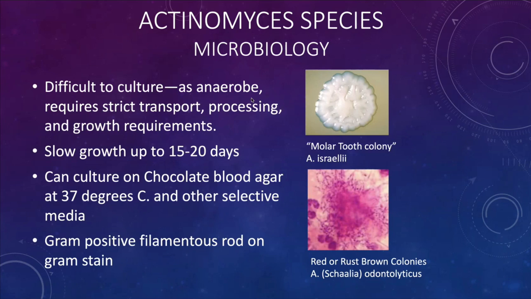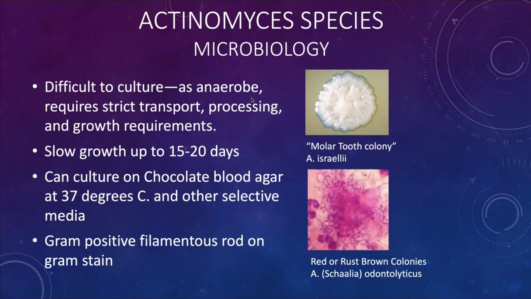So Actinomyces can be difficult to culture, mainly because it's an anaerobe. And so if you're not using specialized handling, transport, and growth requirements, you won't grow out Actinomyces. It also grows quite slowly. It takes up to 15 to 20 days to grow. But it does have preferential media, and it can be cultured on chocolate blood agar at 37 degrees C and other selected media as well. And on gram stain, as we said before, it's a gram-positive filamentous rod.